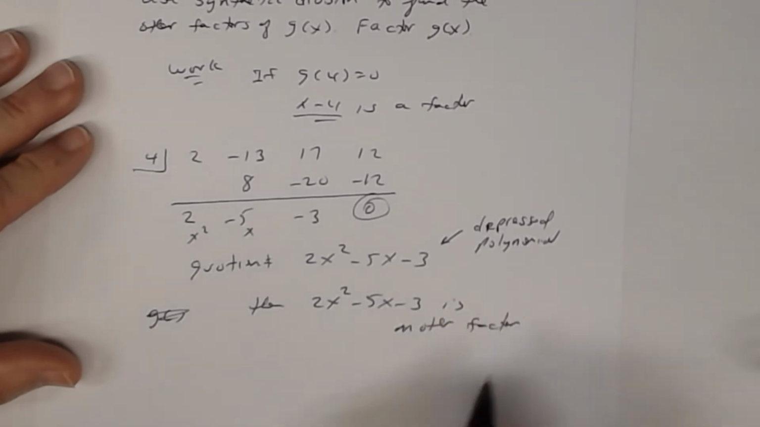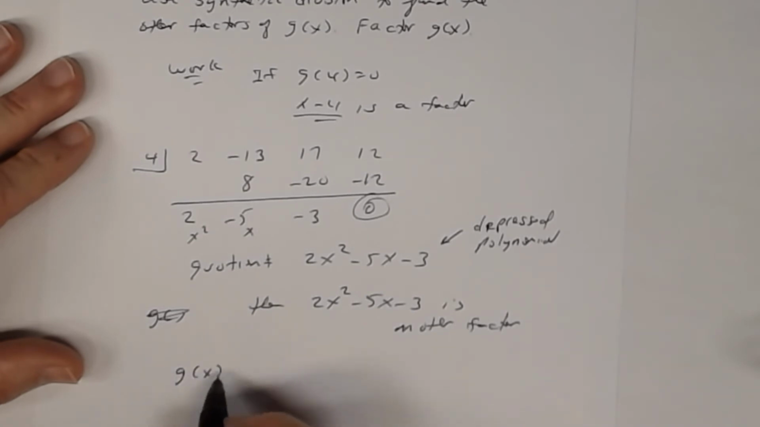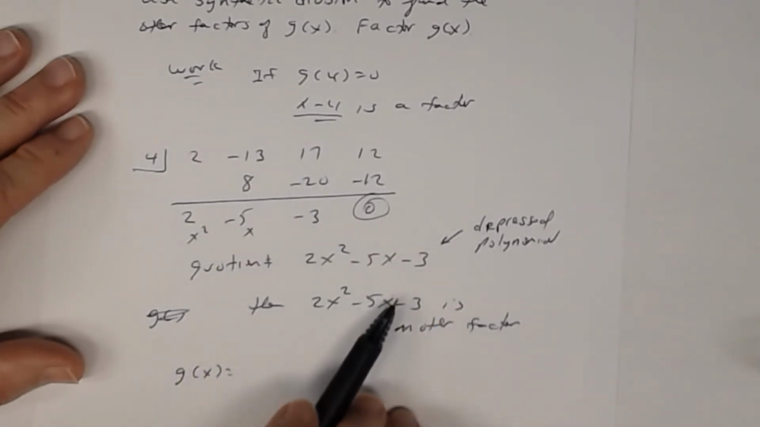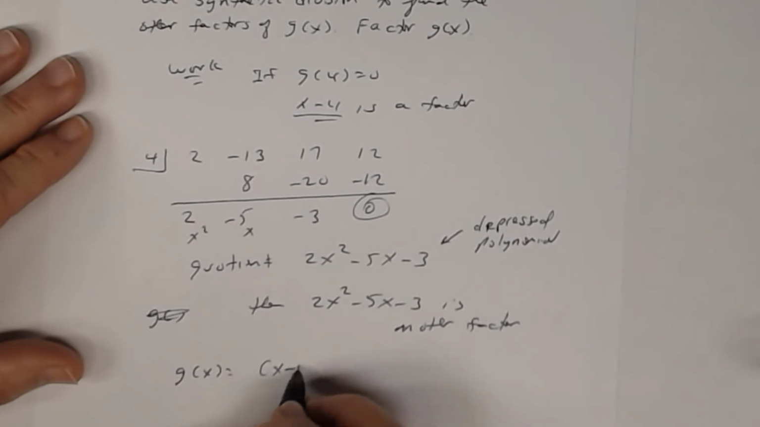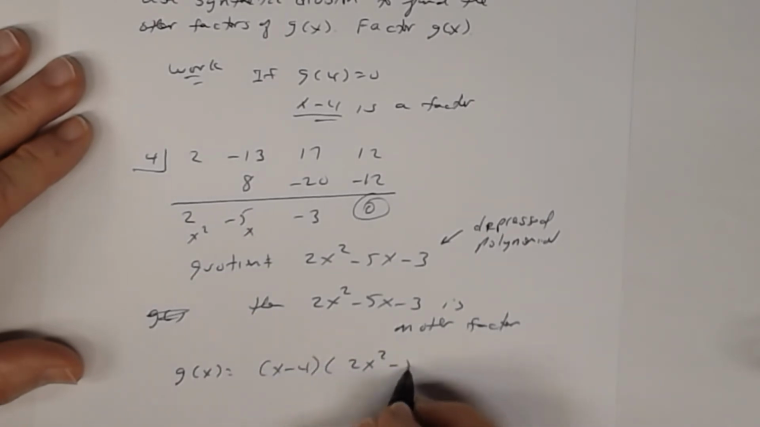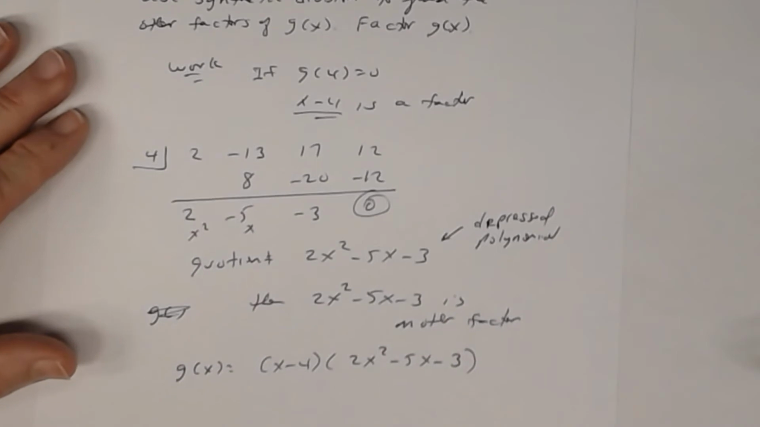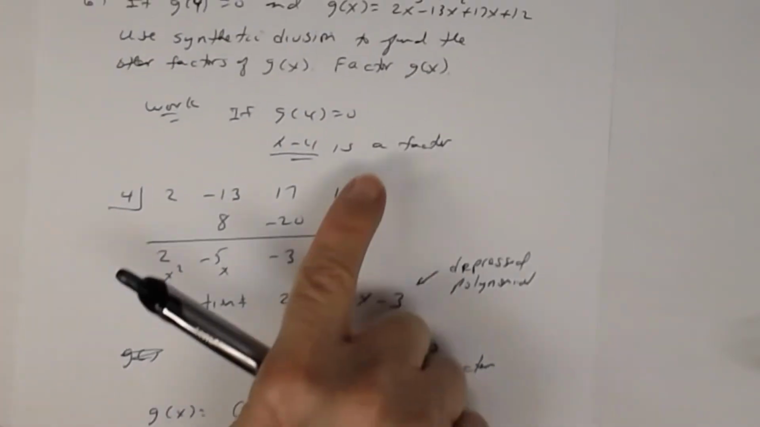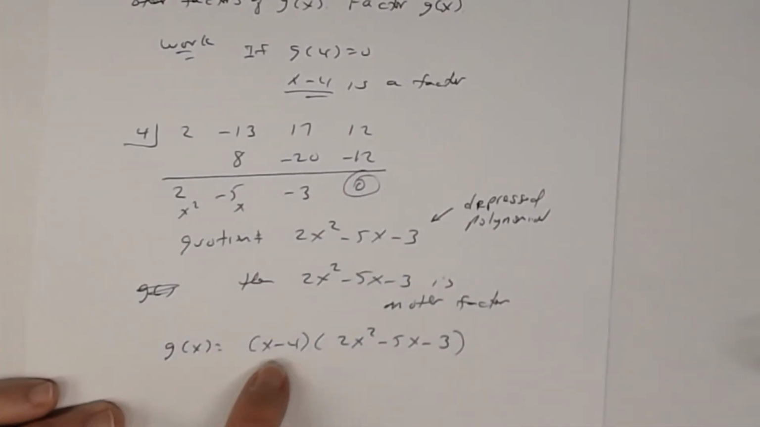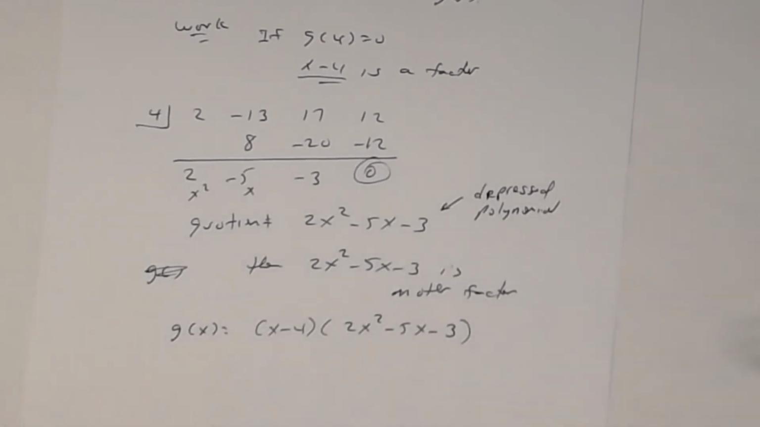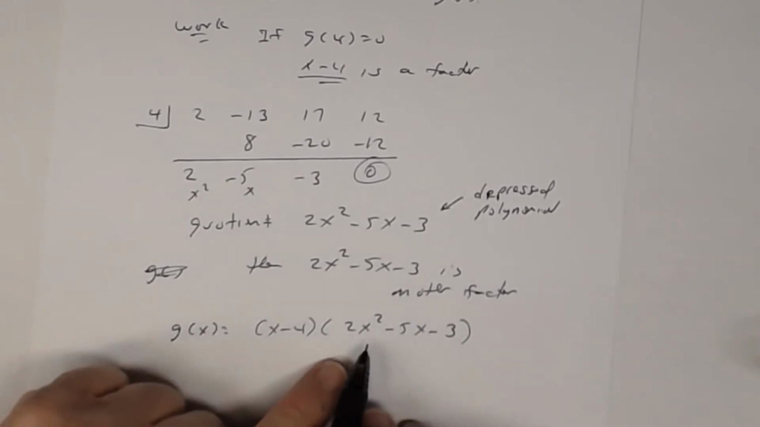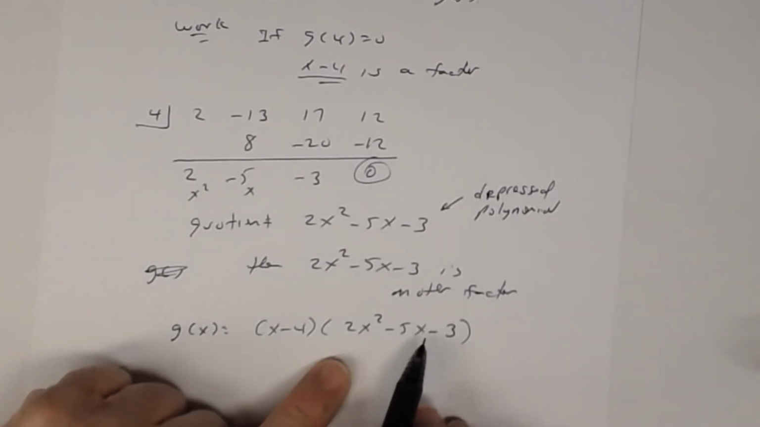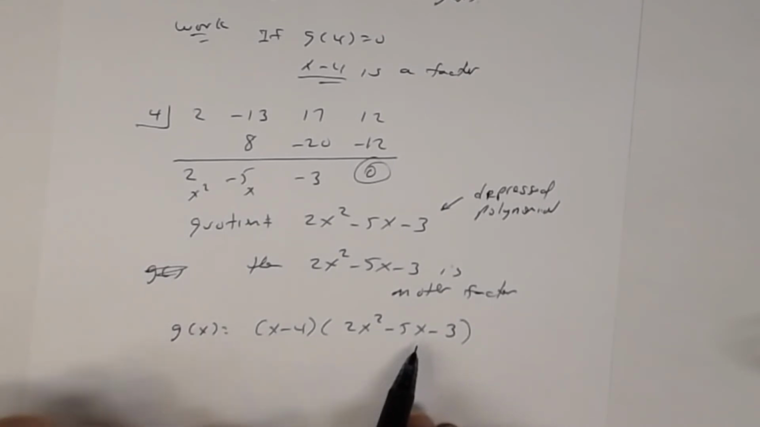All right, what does that mean? That means g of x is equal to this factor times this factor. So it's equal to x minus 4 times 2x squared minus 5x minus 3. But remember, when you do factoring, you have to make sure you factor completely. If you look at this trinomial, I can factor it further. So you've got to do that.